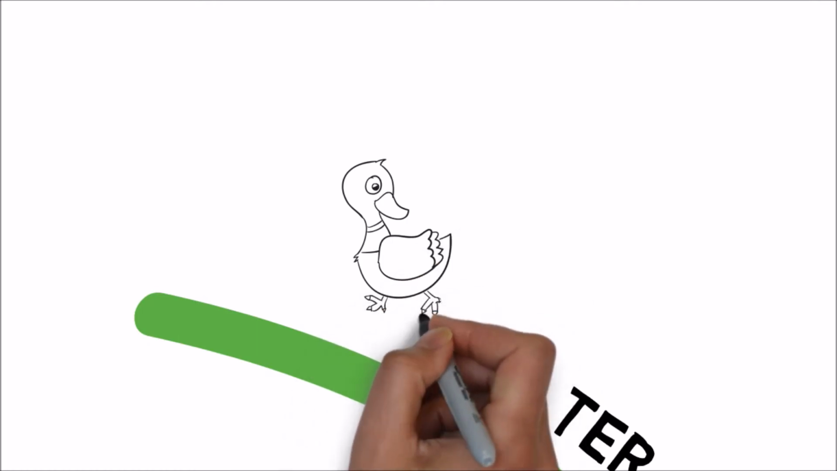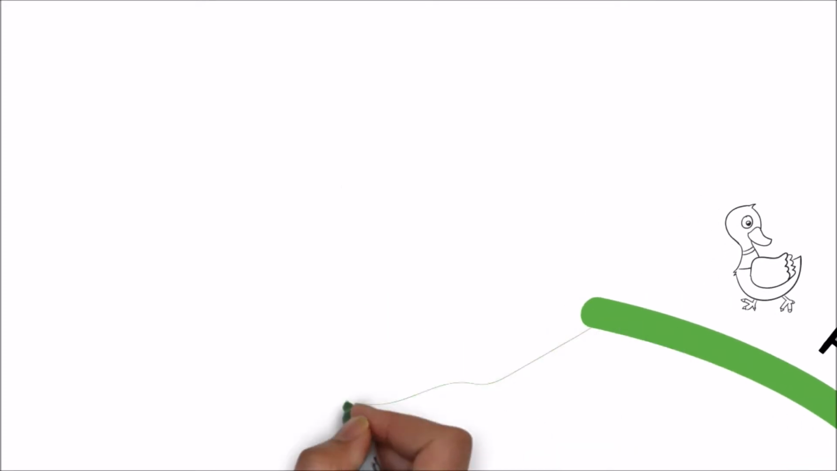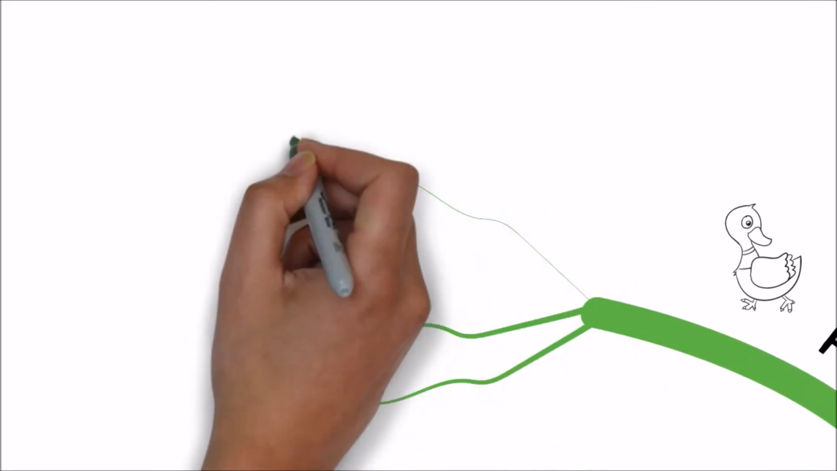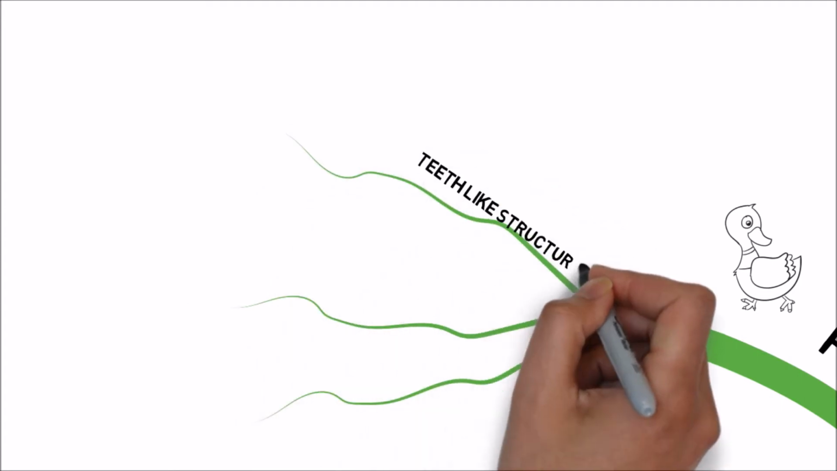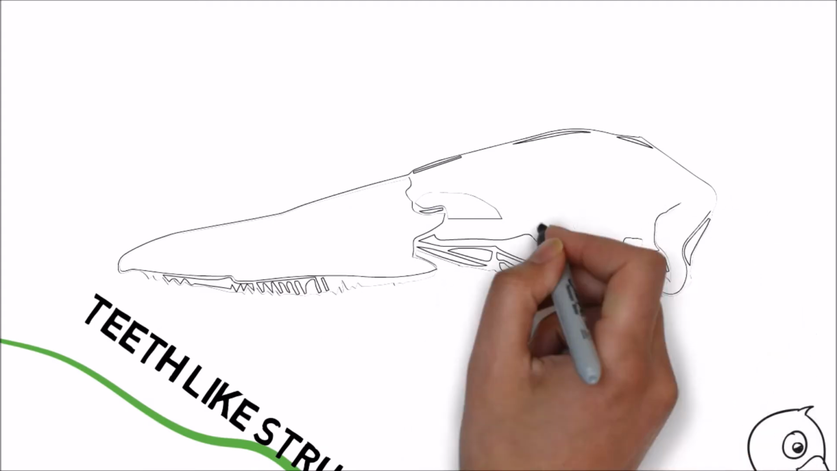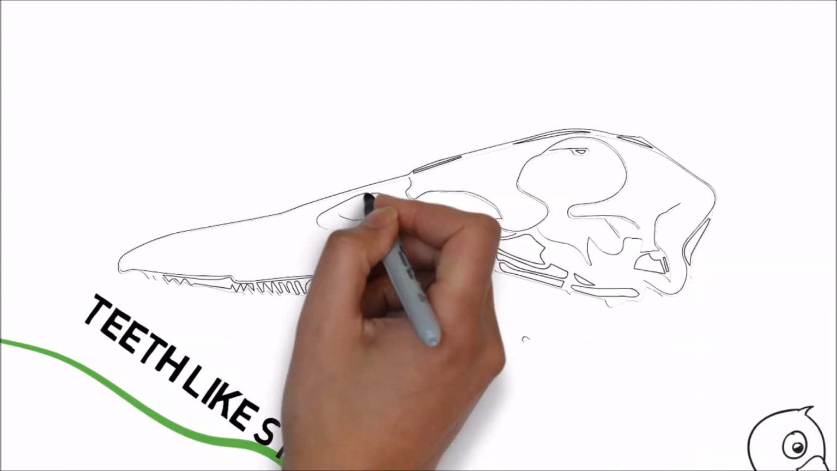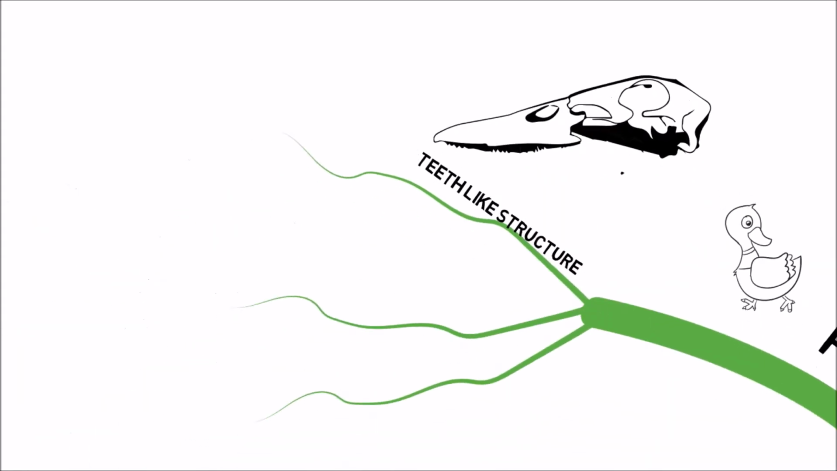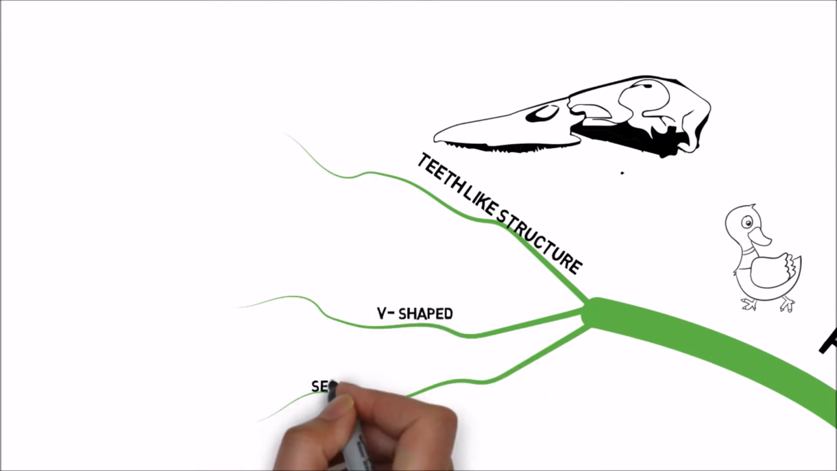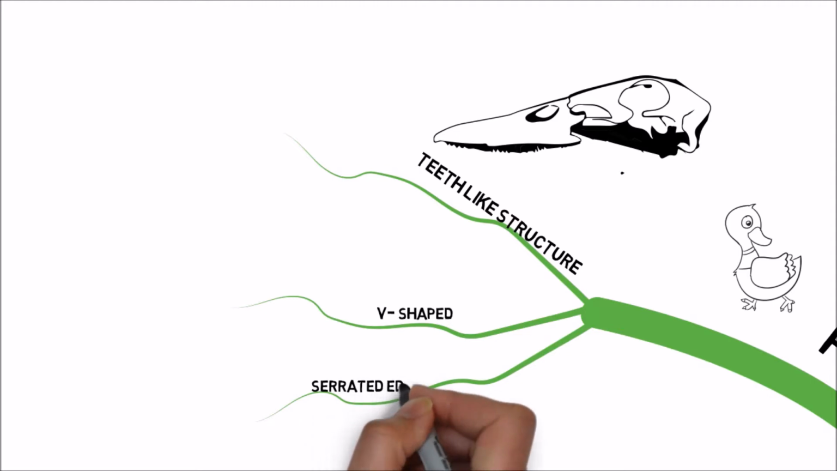So a duck, and they have three types of adaptation. So one, they have teeth-like structure, and I'm going to draw just a picture to show you the teeth-like structure on, for example, even a duck has this teeth-like structure on their beak. And then they are V-shaped, the beaks are V-shaped, and they have serrated edges just to help them filter.